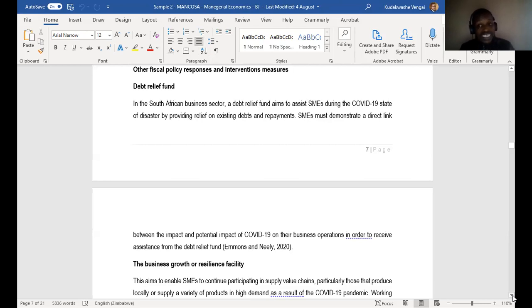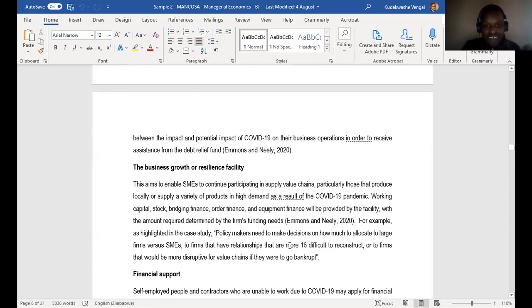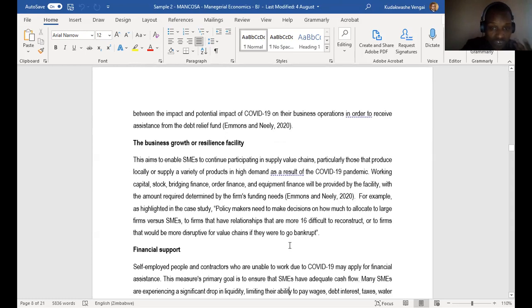And that allows the businesses to what? To continue selling. That allows the businesses to continue producing. That allows the businesses to continue employing people. Because if these businesses don't employ people, then the economy is going to shrink further. So that's an example that you can use. And then again, the business growth and resilience facility. That's another example. If you go online again, you'll find this another SME example that was implemented by South Africa.